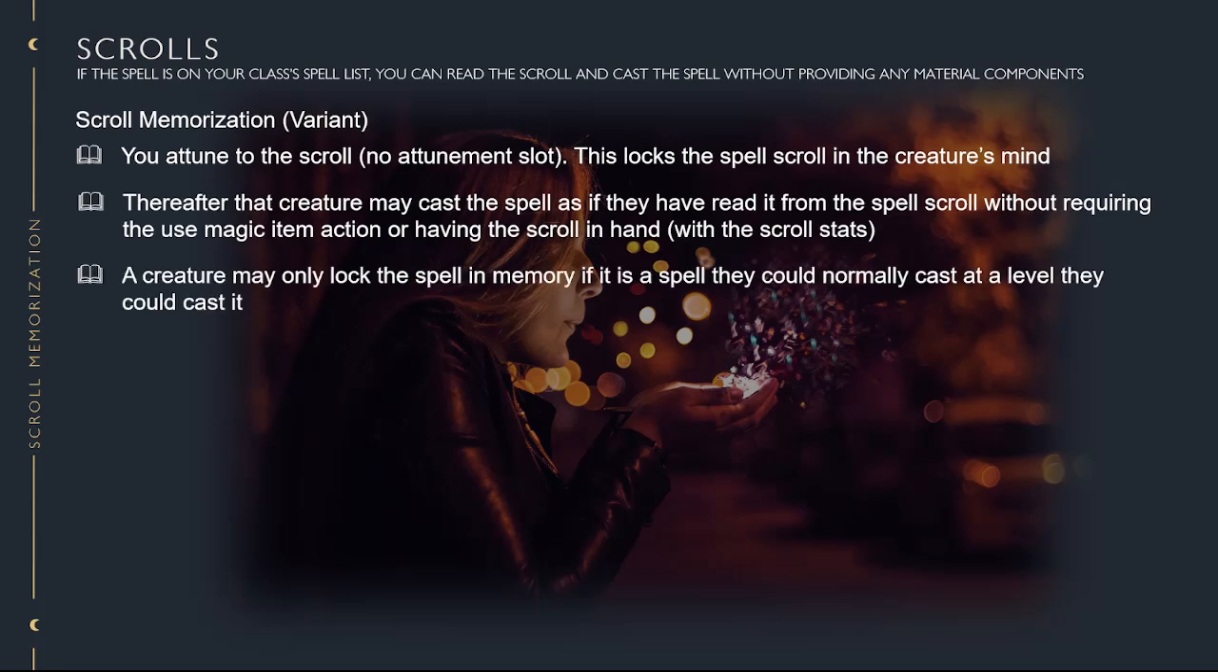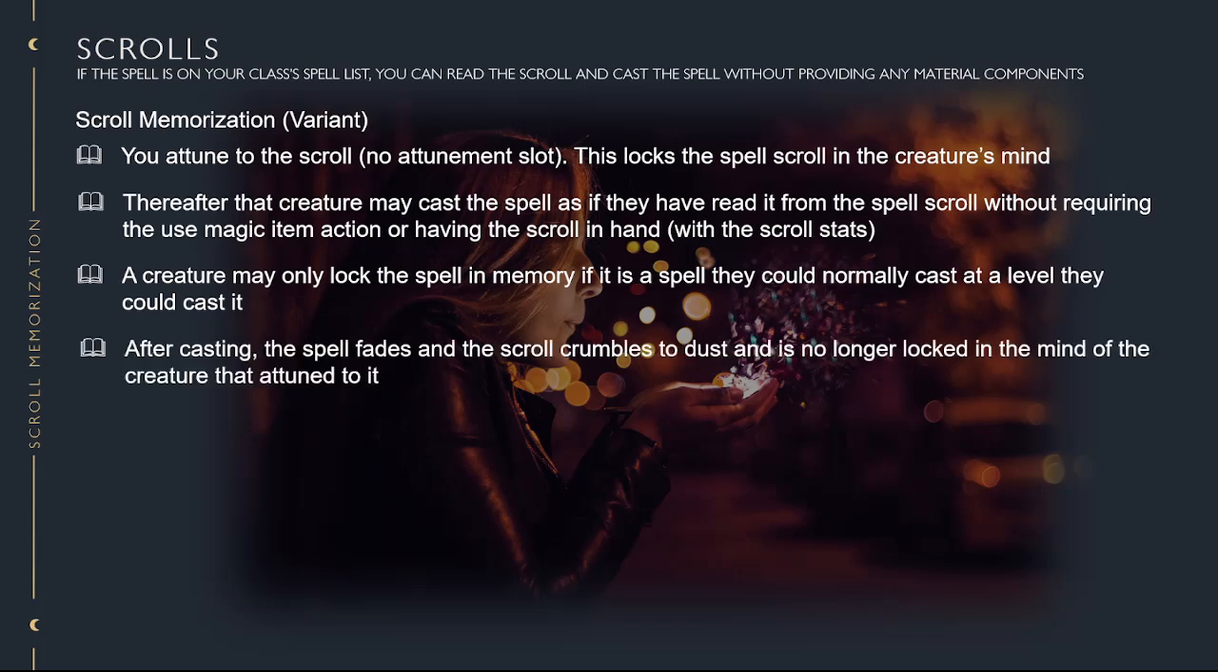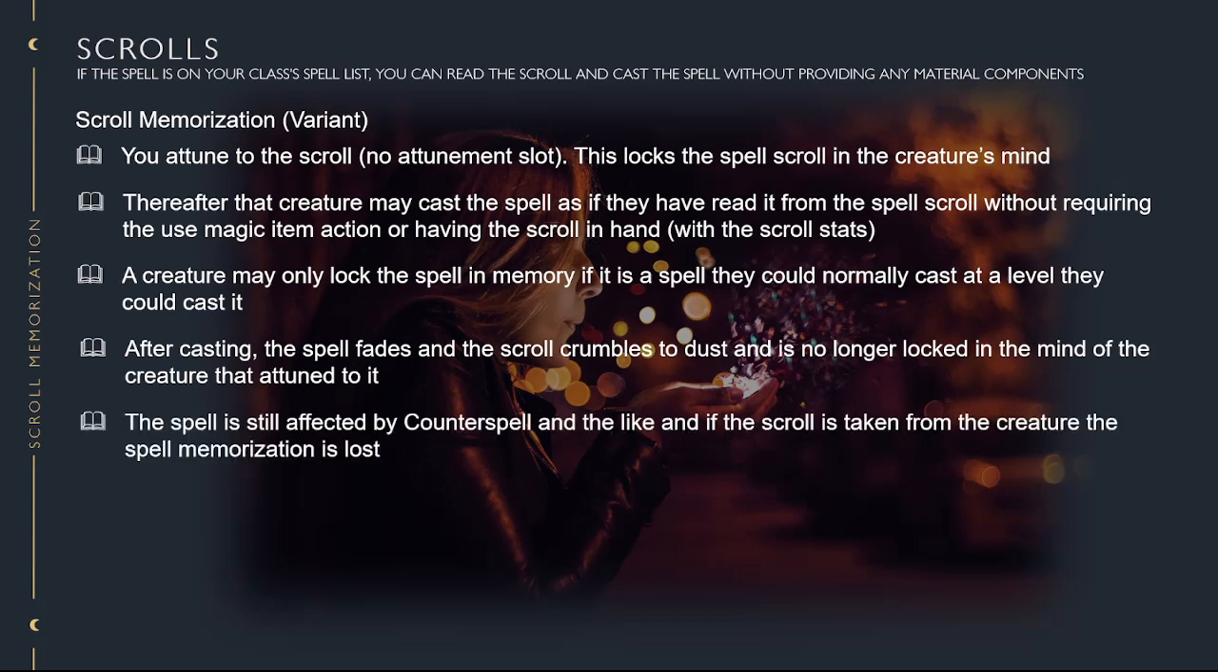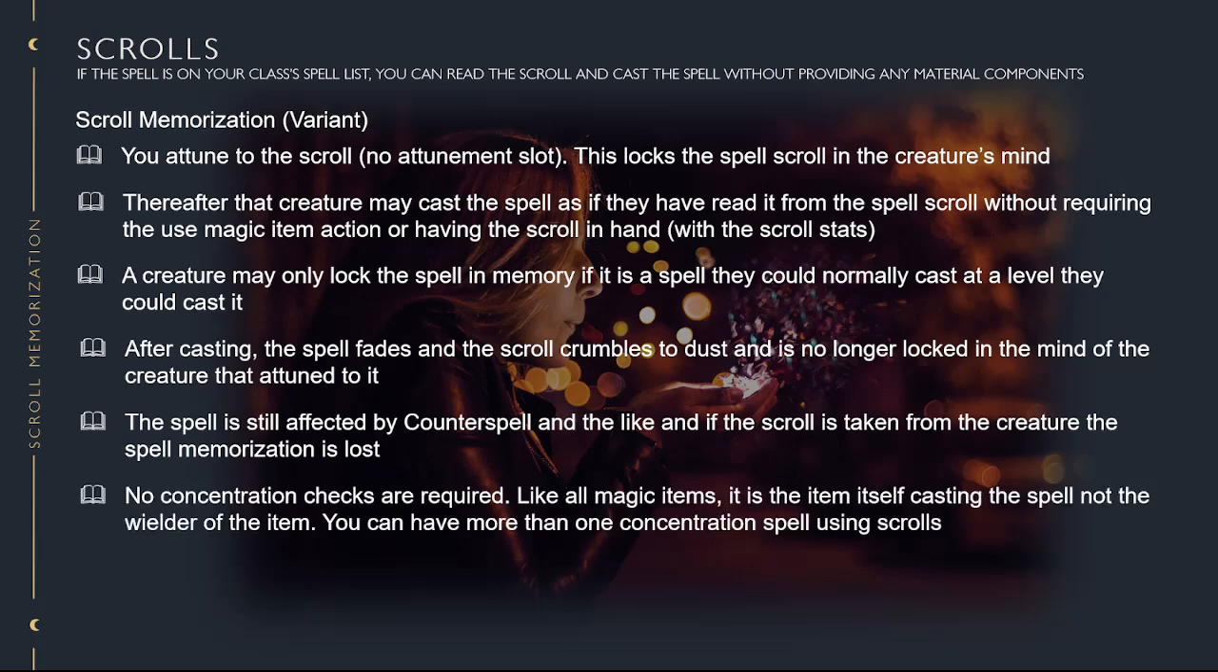A creature may only lock the spell in memory if it is a spell they could normally cast at a level they could cast it. After casting, the spell fades and the scroll crumbles to dust and is no longer locked in the mind of the creature that attuned to it. The spell is still affected by counterspell and the like, and if the scroll is taken from the creature, spell memorization is lost.